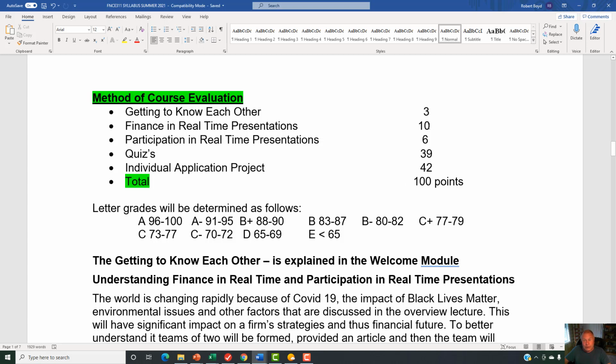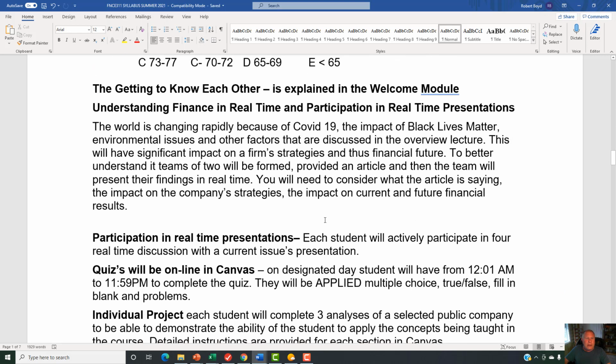Finance in real-time presentation, 10 points. Participation in real-time, 6. Quizzes, there'll be 3 for 39 points. And an individual application project that you'll work on for the next 6 weeks. That totals 100 points. And letter grades are assigned based on this criteria. Getting to know you, I just said, we'll talk about that in a moment.